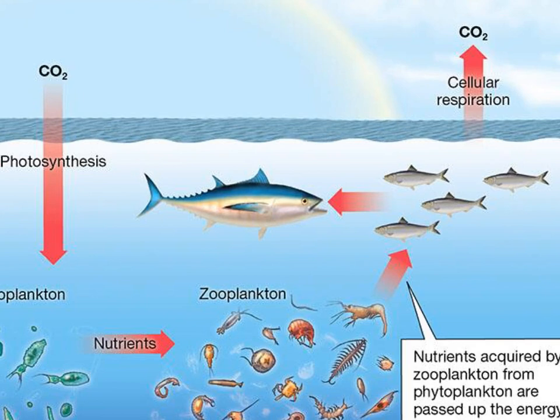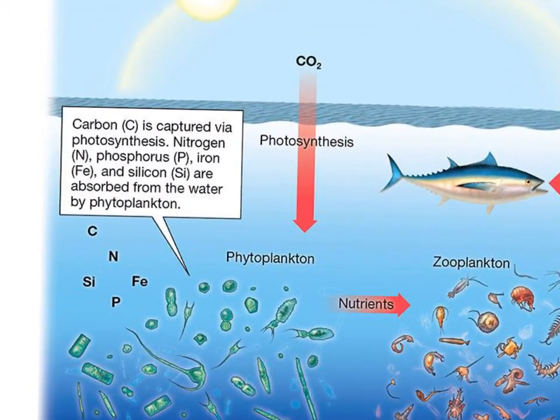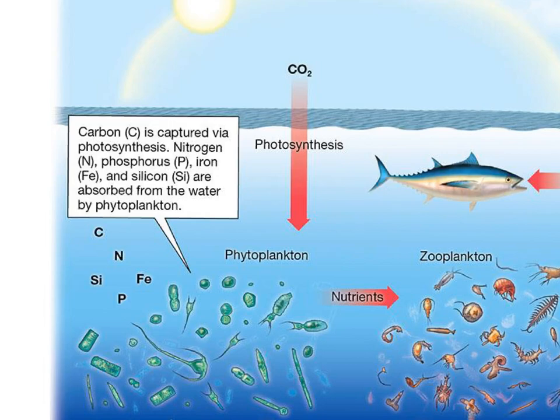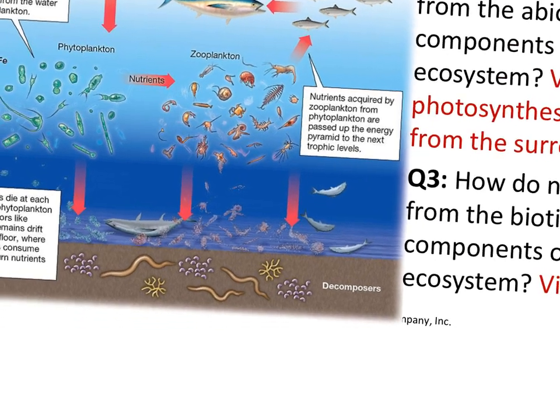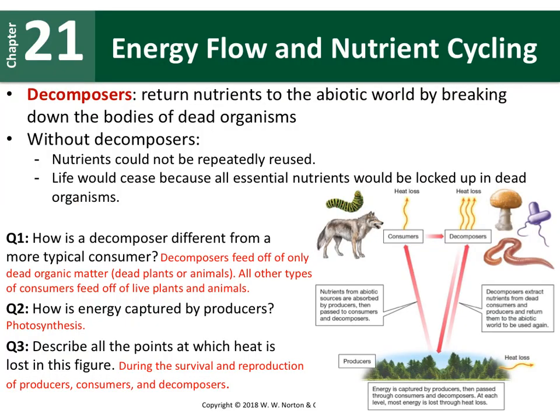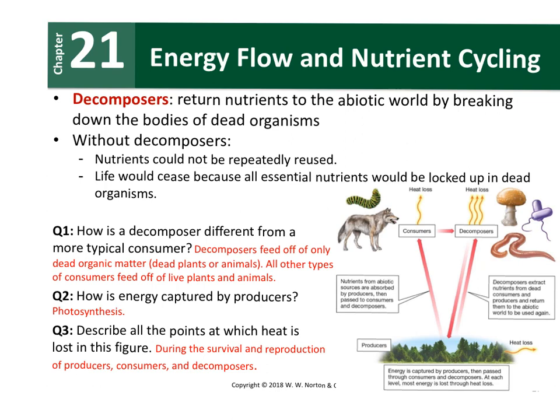All these organisms that do cellular respiration are releasing CO2 into the water. The producers are taking CO2 out of the water and the atmosphere and turning it into glucose. And then you have all these decomposers that are breaking everything down. Okay. Decomposers return nutrients to the abiotic world by breaking down the bodies of dead organisms, and without that, nutrients will not be repeatedly reused and life would cease.